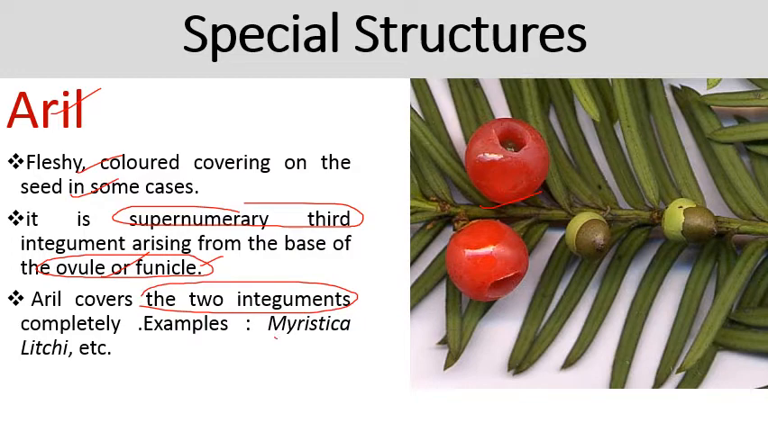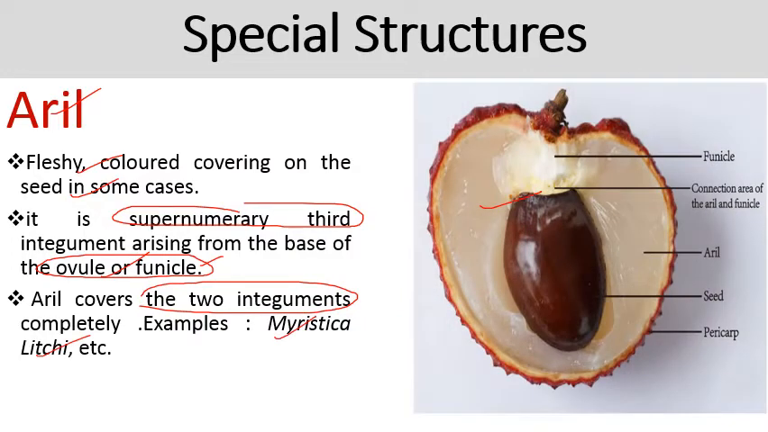For example, we have Myristica and lychee. So this is the fruit of lychee. जो हम lychee में edible part खाते हैं, the edible portion is aril, fleshy aril. This is an example of aril.